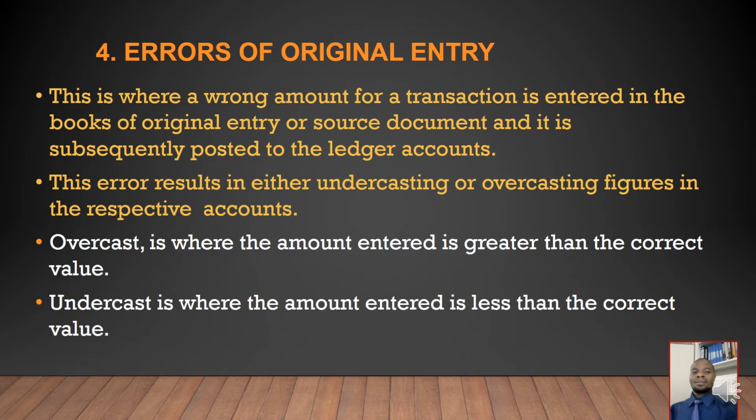When we say overcast, what we mean is that the amount entered in the ledger accounts is greater than the correct value, meaning we have entered more than what we should have entered. The amount in the ledger is more than the actual figure. And when we say error of undercast, we mean that the amount entered is less than the correct value, meaning there is less in the ledger account than what should have been there. Therefore, here we're talking simply about adding to what is less and subtracting from what is more.